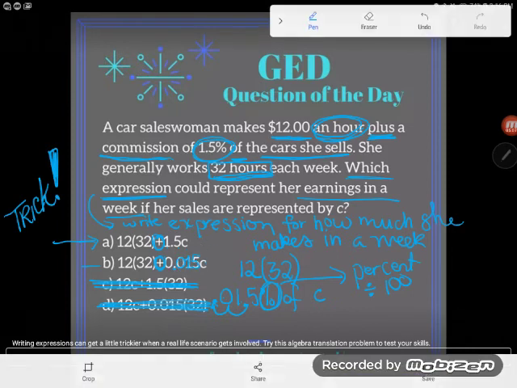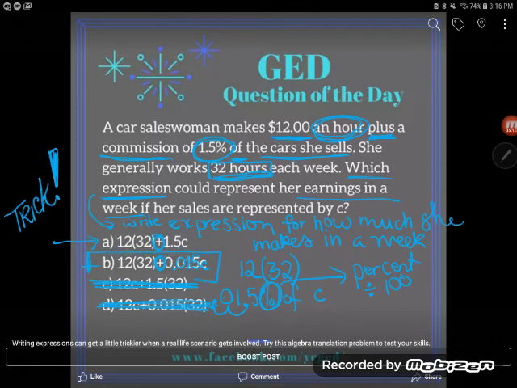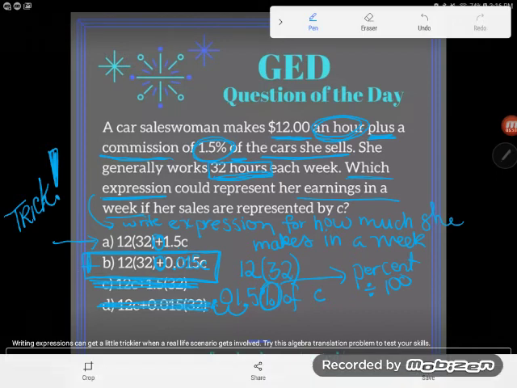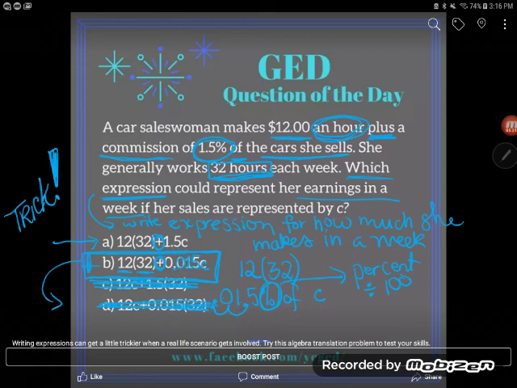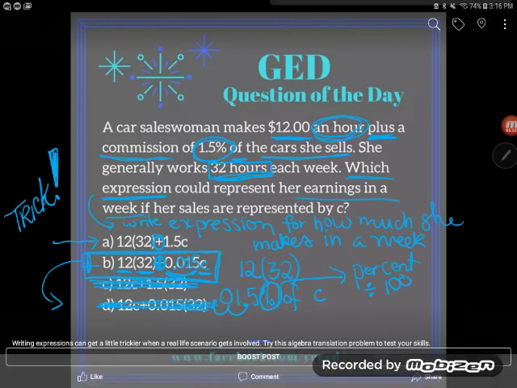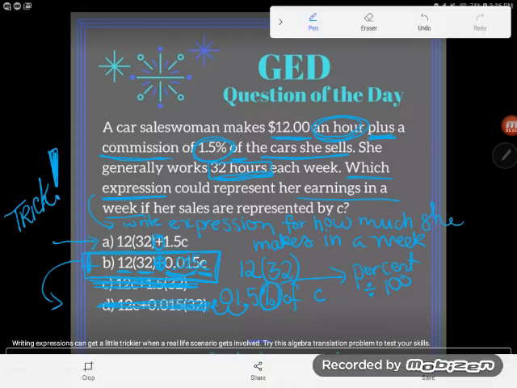She's only getting a portion of the cars she sold, or of the dollars in car sales that she made, not the whole thing plus even more back. That would be ridiculous. Okay, and so B is the correct answer. Tricky, tricky. I'm going to just read it to you one more time. I want you to see how this B expression says exactly what that says up there. This says she's making $12 an hour for 32 hours plus 1.5% of the car sales that she does, or her dollar sales in cars. Okay, great. So B is the correct answer.